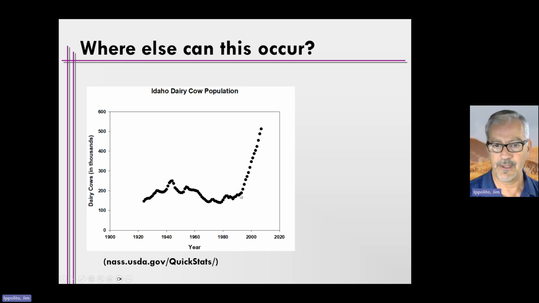In the late 1990s, it took a steep rise. And right now, there's somewhere between, I don't know, 550,000 to maybe 600,000 head of dairy cows in south central Idaho in about a 60-mile radius. So a lot of dairy cows.